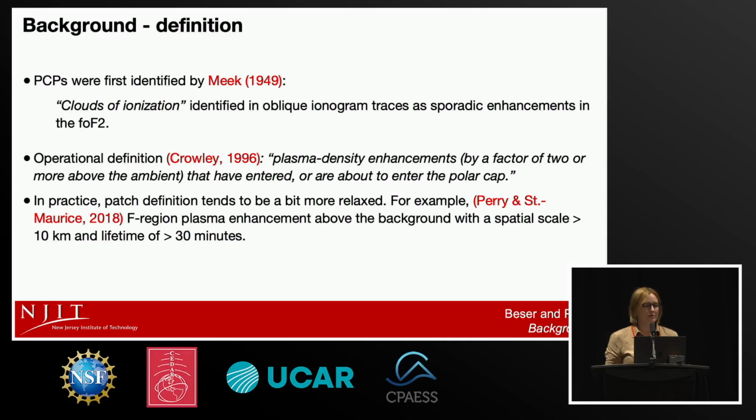So we've heard already a definition and how the polar cap patches are created. The operational definition typically used is that these are plasma density enhancements by a factor of 2 or more above the ambient that have entered or are about to enter the polar cap. But in practice, this patch definition tends to be a bit more relaxed.